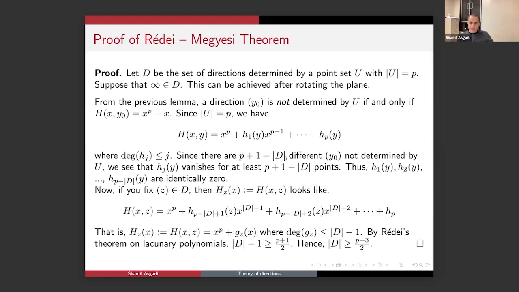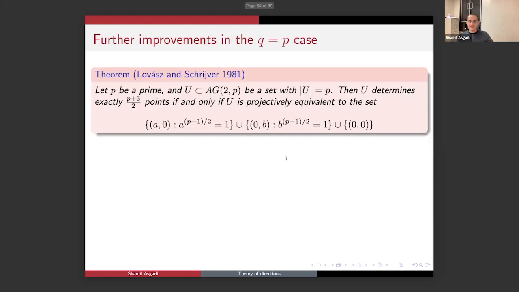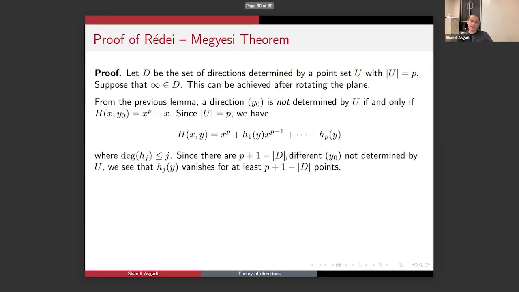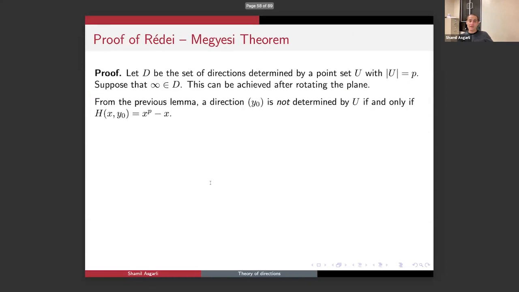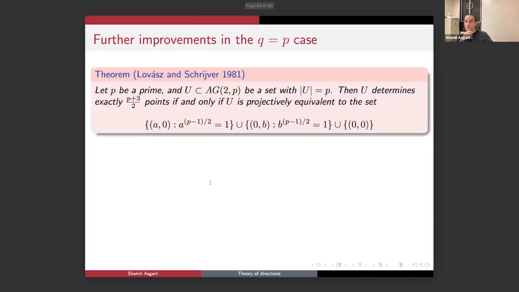So that's the proof, and we're going to move on to a result by Blokhuis and Schrijver. Blokhuis and Schrijver actually gave a different proof of the Rédei-Megyesi theorem using the polynomial method. But they also showed something stronger. Basically, they showed that if you have a set of p points in AG(2,p), where p is prime, then the set determines exactly (p plus 3) over 2 directions, not points, it should say directions here.